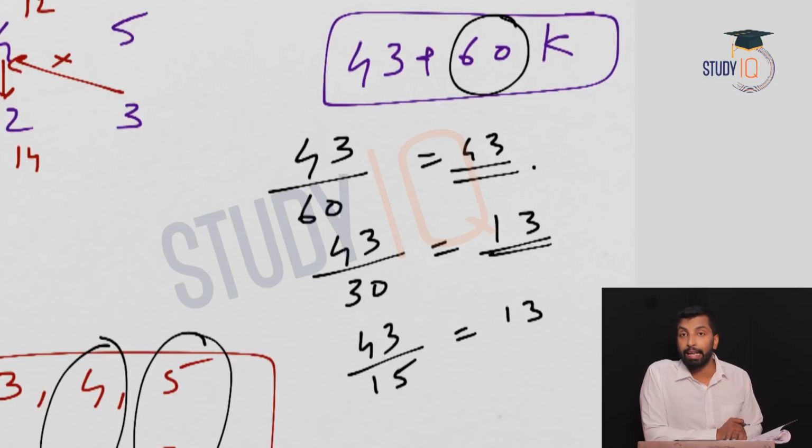You can divide by 20 because 20 is a factor and you can write 3 as a remainder. You can divide by 2, you can divide by 6, you can divide by 5, you can divide by 12, because all these are factors of 60.